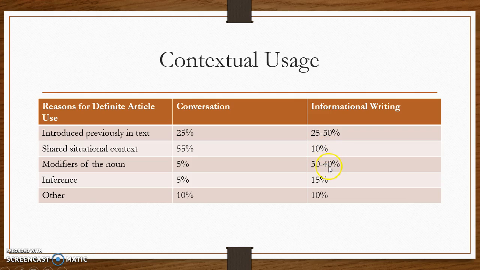On the other hand, in informational writing, it's rather common to use a definite article when the noun is being modified, such as in the example, the beautiful houses on the street. In conversations, on the other hand, we very rarely use the definite article because the noun's modified. So we see that grammatical features vary across registers. This, again, is a finding from corpus linguistics. I hope that it is obvious how this would apply to the teaching of articles.